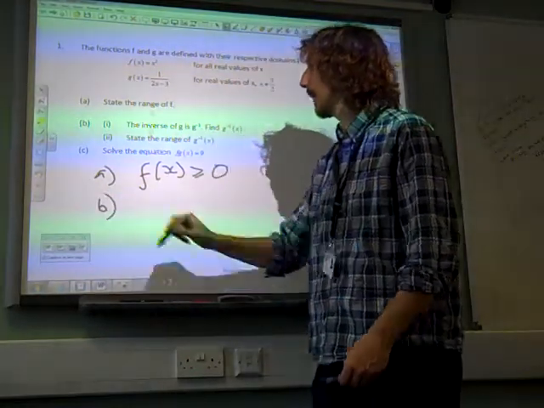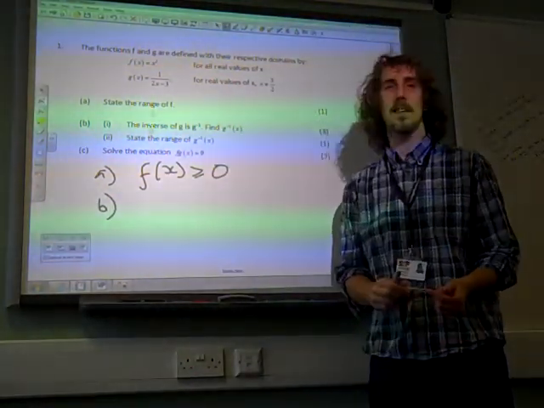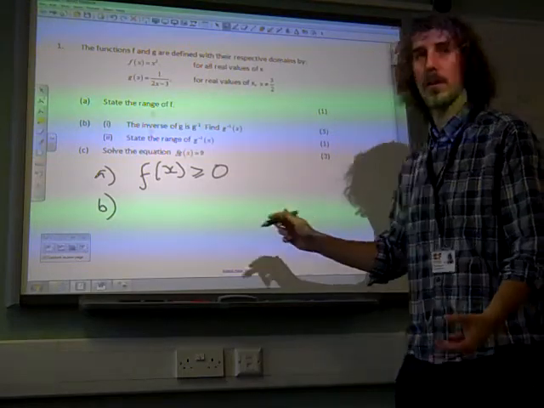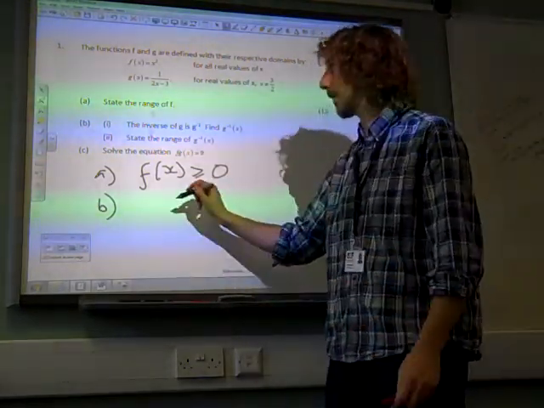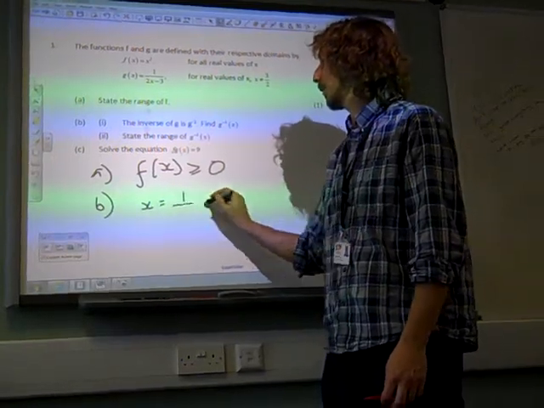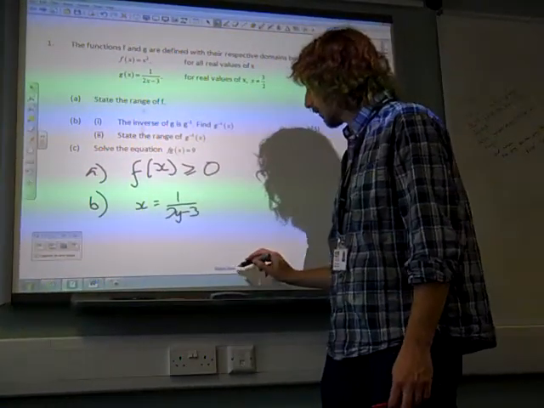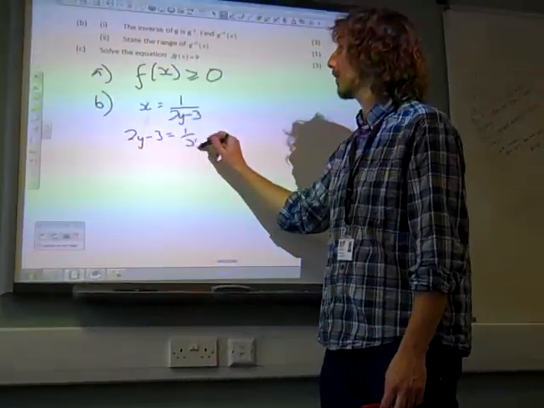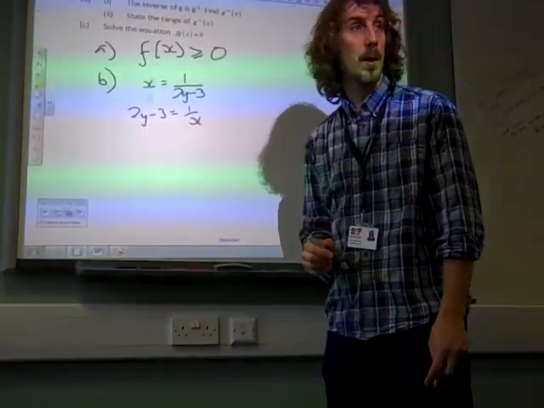Right, B. The inverse of g. Find that. So we know how we do this. We're going to at some point swap x and y around. Let's start with x is 1 over 2y minus 3. So we're just going to rearrange this. 2y minus 3 is 1 over x. Seems like a sensible first move.